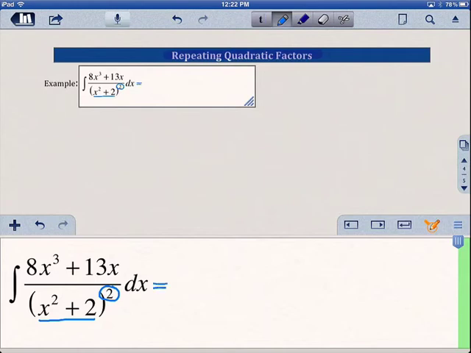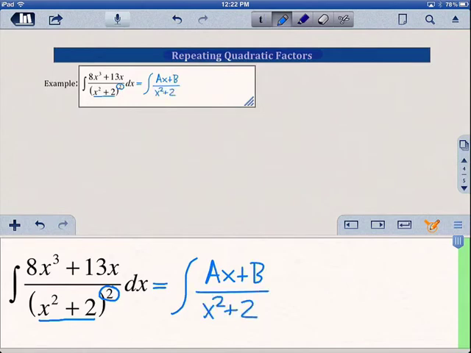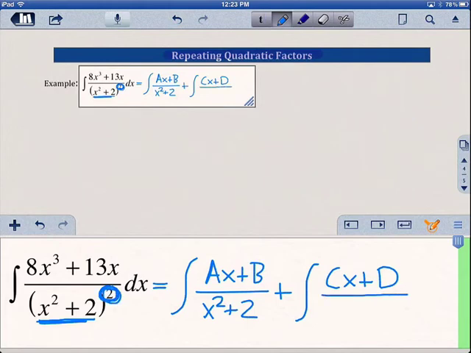So we can rewrite this as the integral of ax plus b over x squared plus 2. Okay, so because it was quadratic, we had to do the ax plus b, and you go over one factor, and then plus the integral of cx plus d, because we have a second quadratic factor, and now you divide it by x squared plus 2 squared.